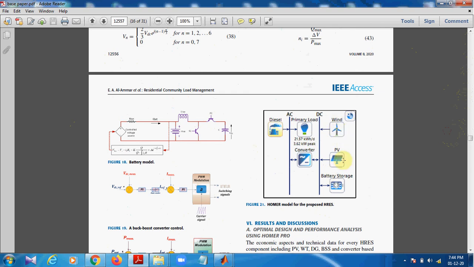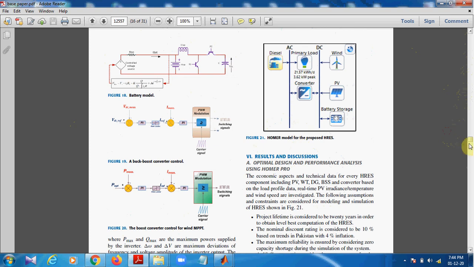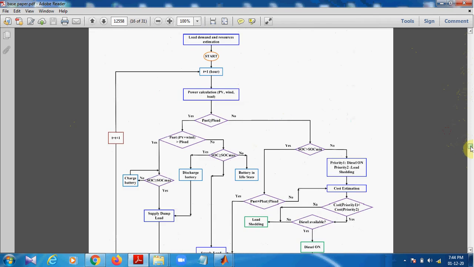In that, wind, PV, battery storage, and diesel are taken. So all these DC sources, wind, PV, and battery storage, are connected to the converter, and then it is giving supply to the AC bus. Diesel is giving the AC bus supply directly, and the supply is consumed by the primary load. In terms of load, we are going to see various loads like home, residential load, industrial load, critical industrial load, that is heavy industrial load, like electric vehicle charging station, etc. This is the basic structure which we are going to analyze.